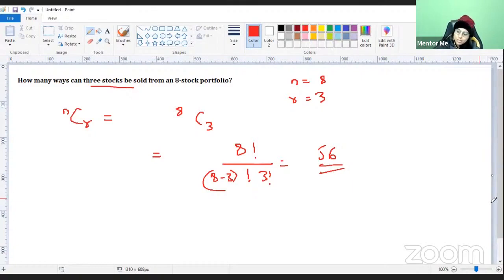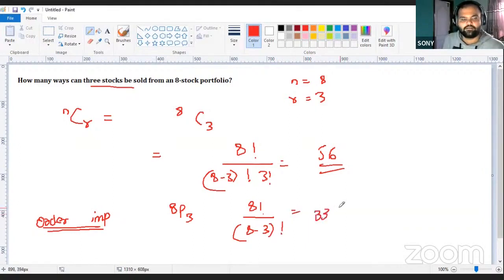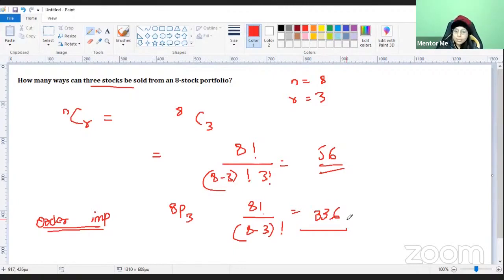ओके. अभी अगर इसी क्वेश्चन में there was a twist that order was important. अगर ऑर्डर इंपॉर्टेंट हो जाता तो हम 8P3 निकालते, which would have been 8 factorial by 8 minus 3 factorial. इसको कैलकुलेट करोगे कितना आता है? 336. ओके. अभी if we calculate it using the calculator, then on the calculator minus के ऊपर NPR है, so we can have 8, second, minus, 3, equal to, 336 आ जाएगा.